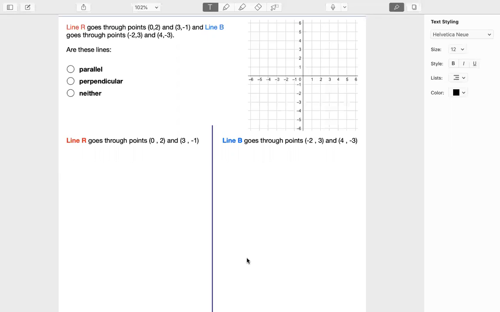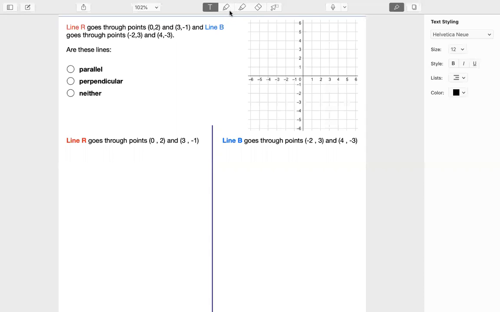So first and foremost, today's goal is to determine if a set of lines are parallel, perpendicular, or neither parallel nor perpendicular. Let's take a look at this first example. We have line R, which goes through these two points, (0, 2) and (3, -1). And line B goes through (-2, 3) and (4, -3).